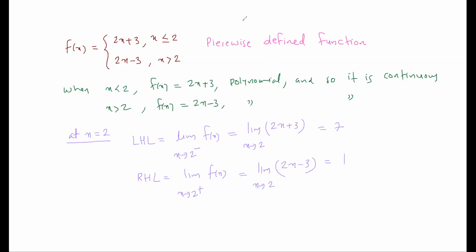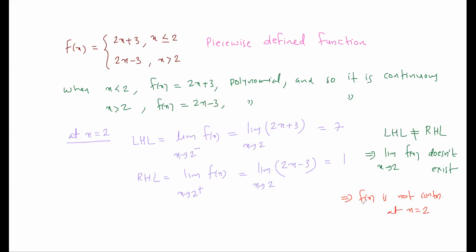So you can see that the left hand limit and right hand limit are both not equal. That implies the limit of f of x as x approaches 2 does not exist. That implies f of x is not continuous at x is equal to 2. So it is continuous at all points. So f of x is continuous at all points.